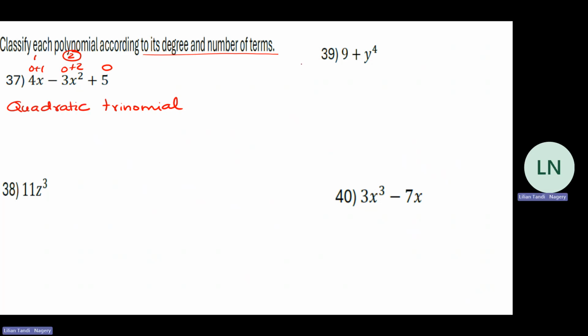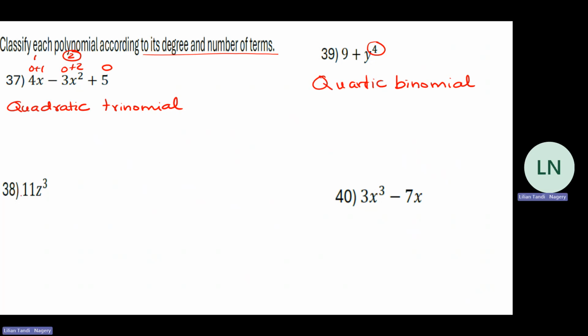Okay? Right. So this is binomial because it has 2 terms. And because the highest degree is 4, so this will be quartic. So this is a quartic binomial. Start with capital, quartic.